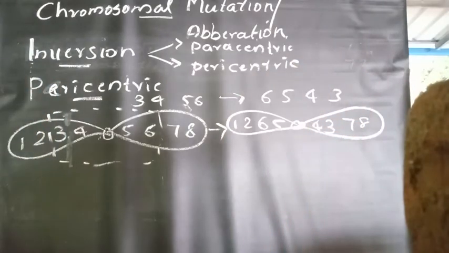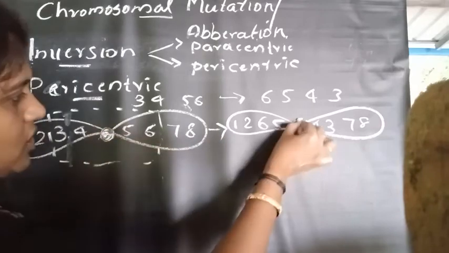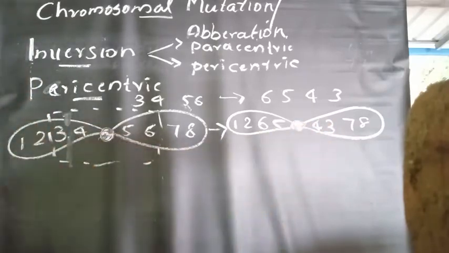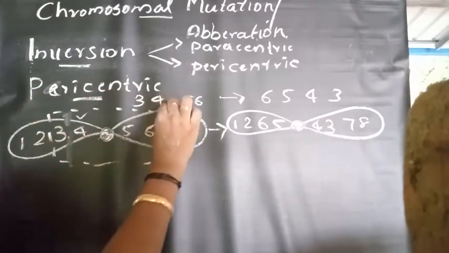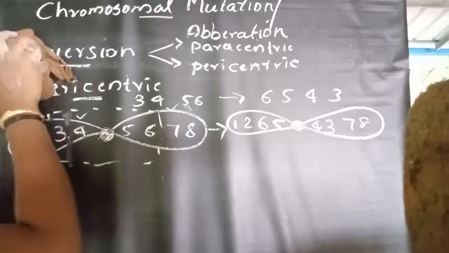That is pericentric. Here the centromere is involved. This is one centromere, so the centromere and the two arms are involved. That type is called pericentric. Then we come to the next type of structural chromosomal aberration, that is called duplication.